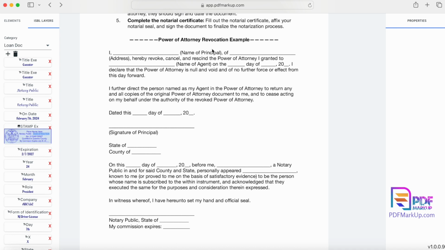So, and this is a revocation. What's happening? John Doe is taking away his power of attorney from Jane Smith on the blank day of blank.